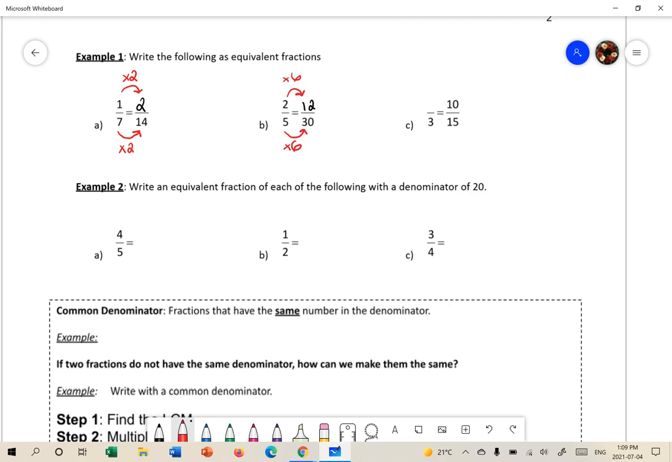In C, instead of moving from the smaller number to the bigger number and multiplying by a value, in this question we are moving in the opposite direction, from the bigger number to the smaller number. So when moving from a bigger number to a smaller number, instead of multiplying, we divide. So 15 divided by 5 gives us 3. So 10 divided by 5 equals 2.